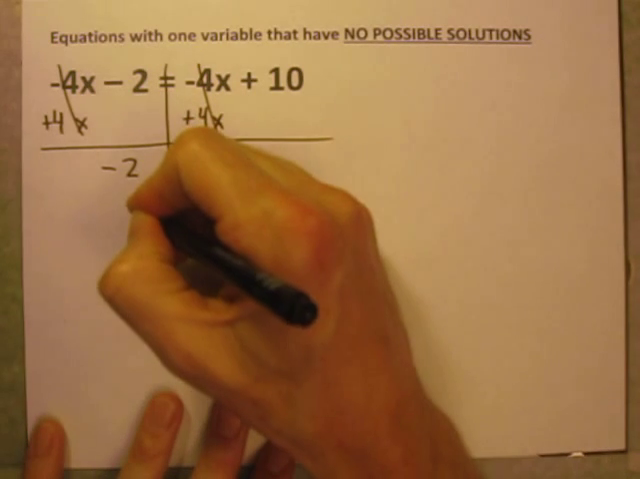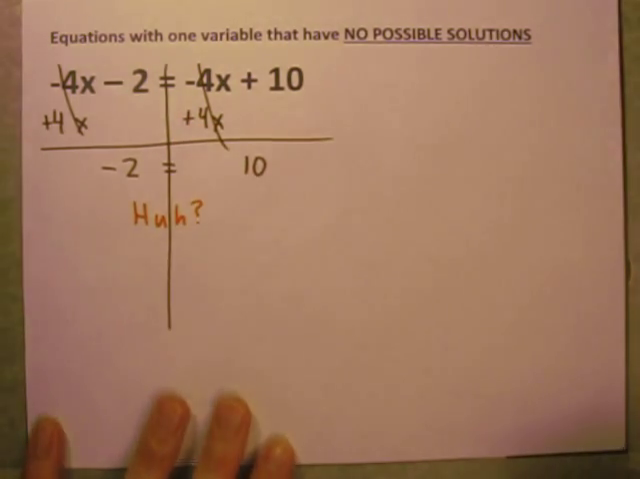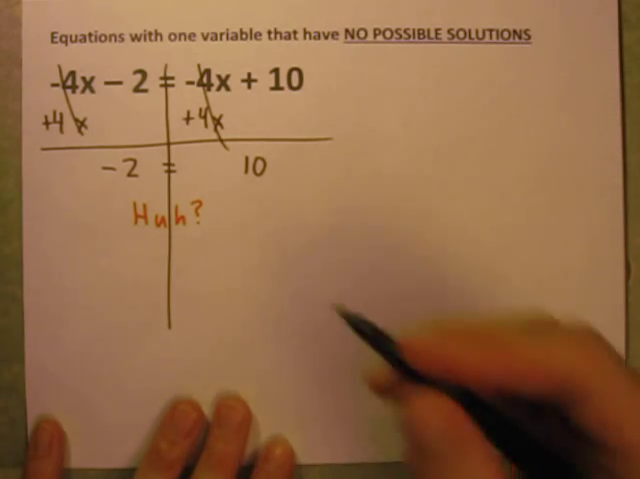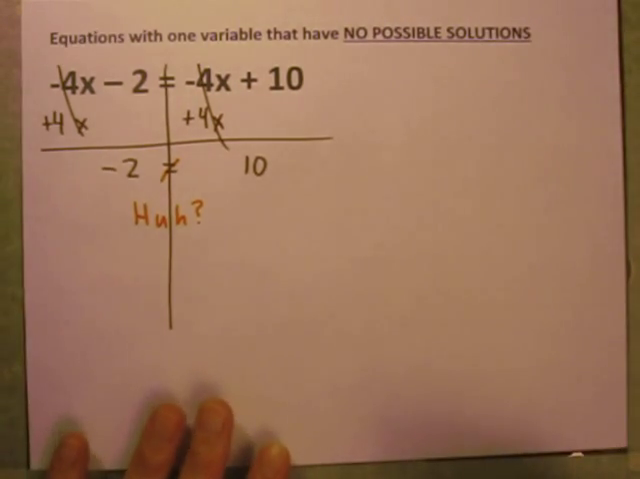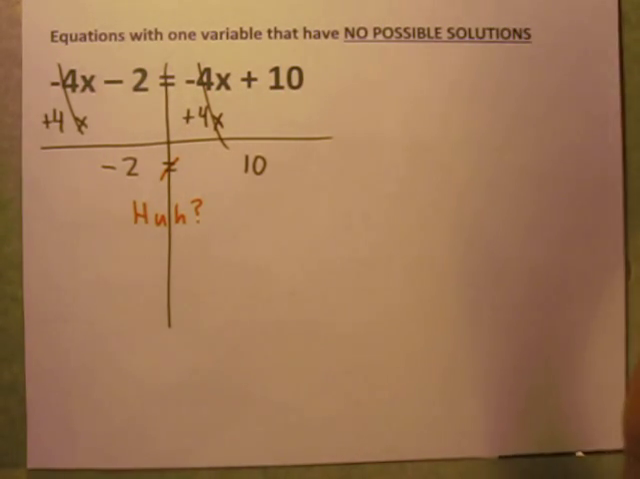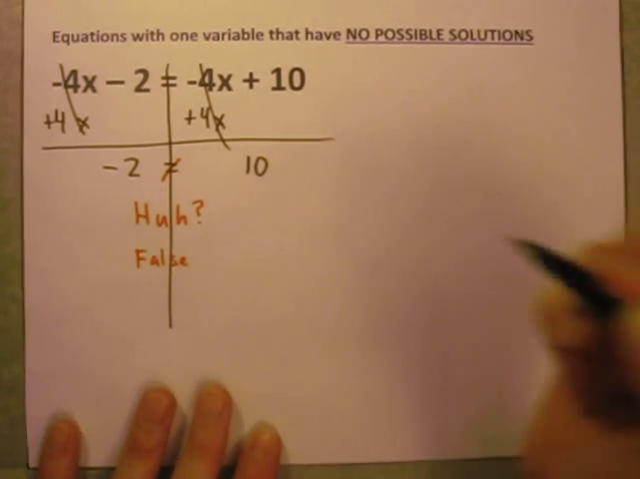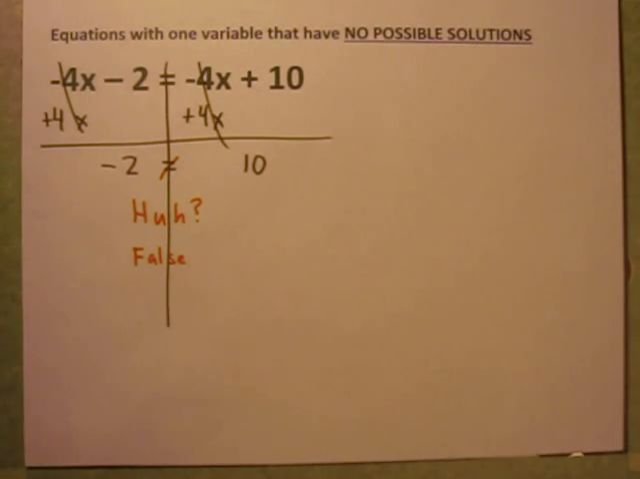Your first reaction is, huh? What's going on? Negative 2 clearly does not equal 10. I know that something weird is going on here. I know this is false. But what's going on? Negative 2 can never equal 10. If you come up with a situation like this, you have found yourself an equation that has no possible solutions.